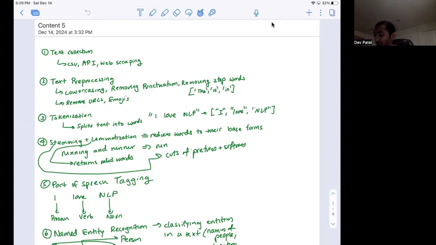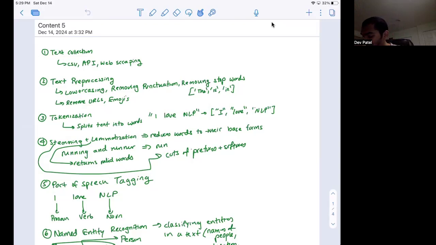Third step is tokenization. So this is all about splitting the text into different words. So "I love NLP" will be split into the different words: I, love, and NLP. There are different tokenizers and ways you can tokenize, but the crux of tokenization is you want to split a given sentence or a collection of words into the different words, into a vector of words.